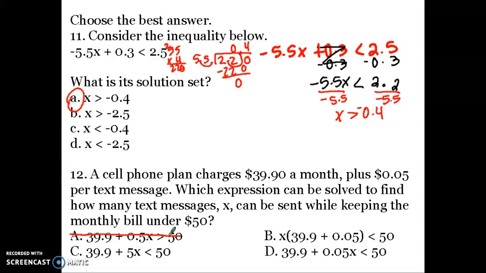You pay $39.90 a month regardless of how many text messages you send. So that is your constant. Then you pay 5 cents per text message. So $39.90 a month plus 5 cents per text message is less than $50. That is going to be D. 39.9 plus 500x is less than 50.